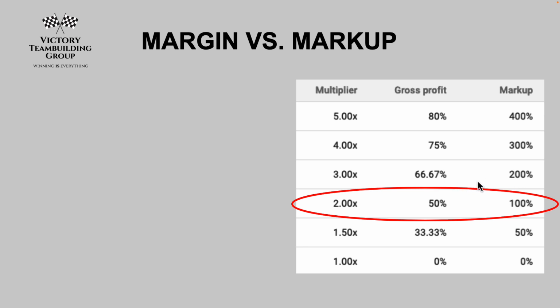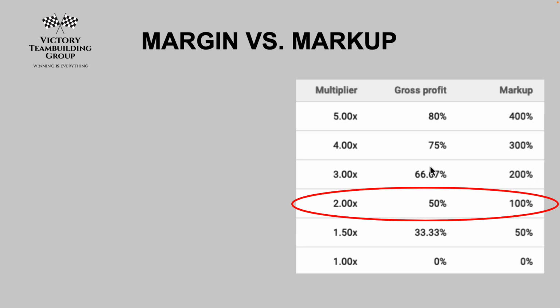But the way this breaks down is this. Let's go back to our $100 example, okay? If we want to make a 66% profit margin, we're going to multiply it by 3. So 3 times 100 is 300. Well, why only a 200% markup? If it was $100, why is it only a 200% markup? Well, the markup is the amount that is the profit, remember. It's the amount that's the profit.